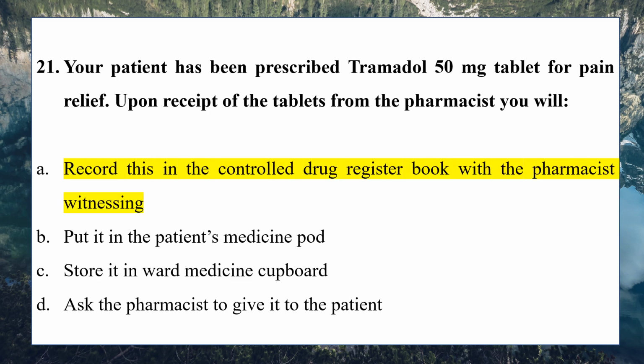Correct answer is A. So in the UK, tramadol is a controlled drug and it should be recorded in the controlled drug register book with the pharmacist witnessed.